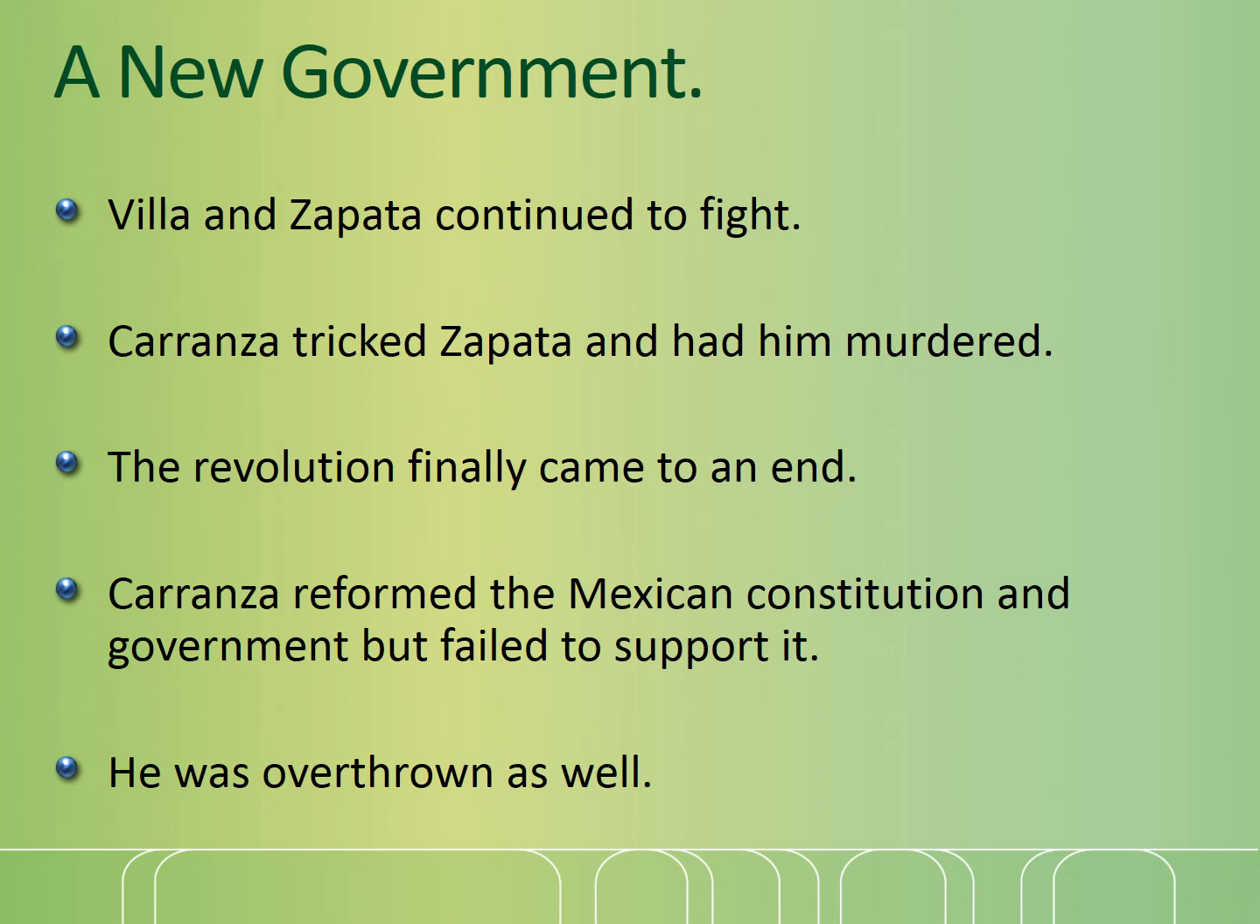Carranza began to reform the Mexican Constitution and government, but he doesn't really support it. He doesn't really agree with it. So while he was enacting these reforms, he doesn't really initiate them. And he will finally be overthrown as well. So again, another Mexican leader that's going to be overthrown.